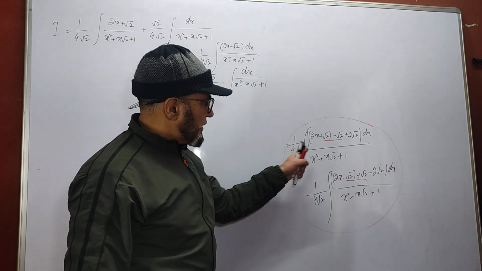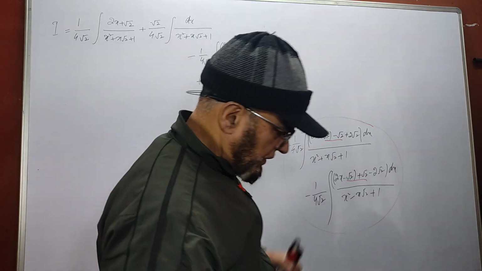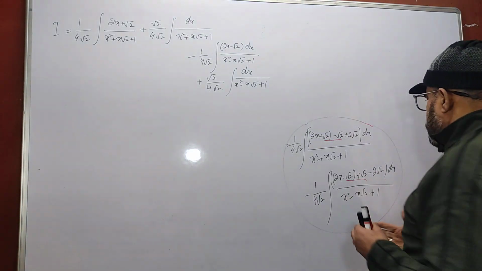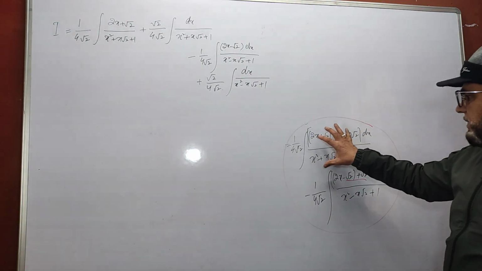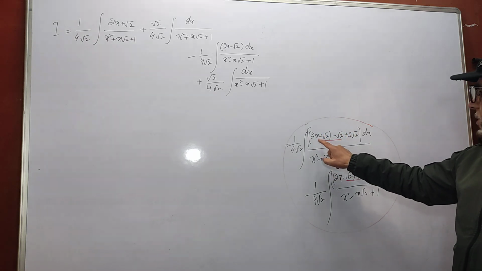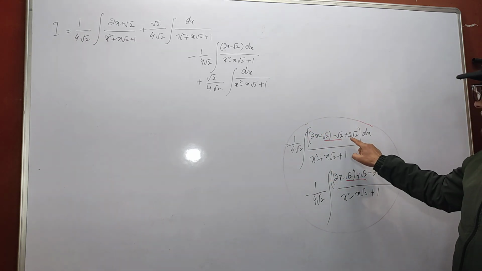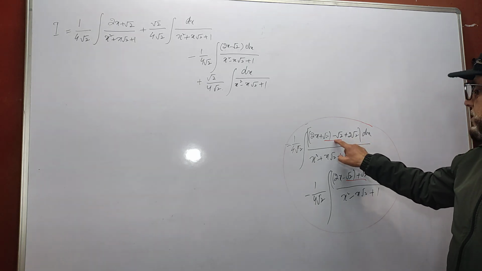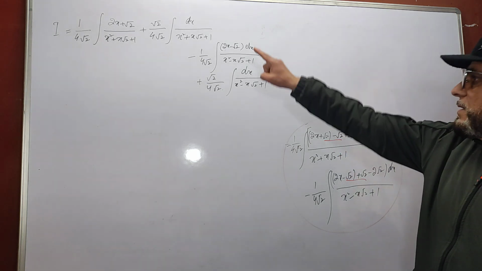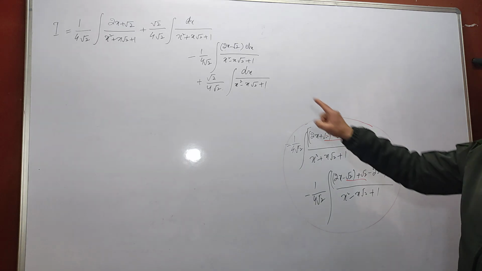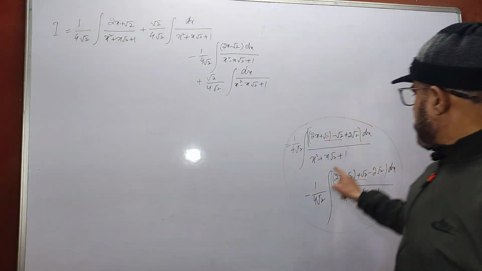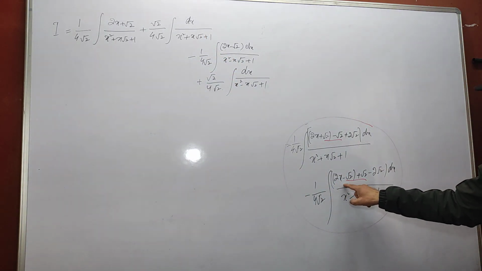Just look at this last setup. I have decomposed this integral into two. One is 2x + √2 by this, it is there. Then you have this 2√2 minus √2, there is only √2, and this goes inside, it is there, √2 by 4√2, and this integral. Here also I took this separate.